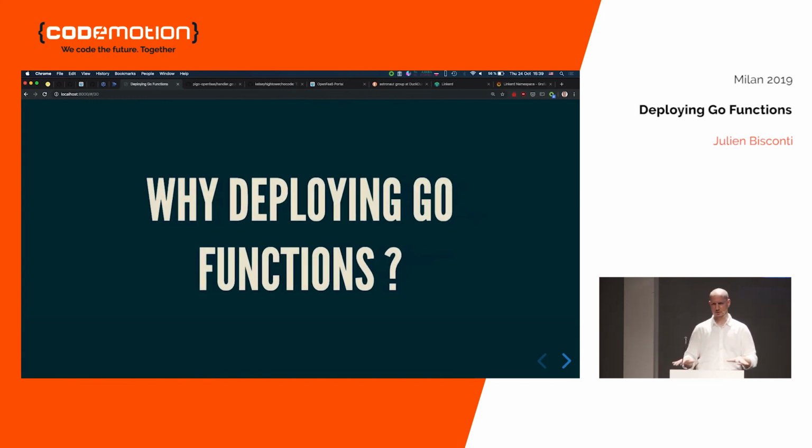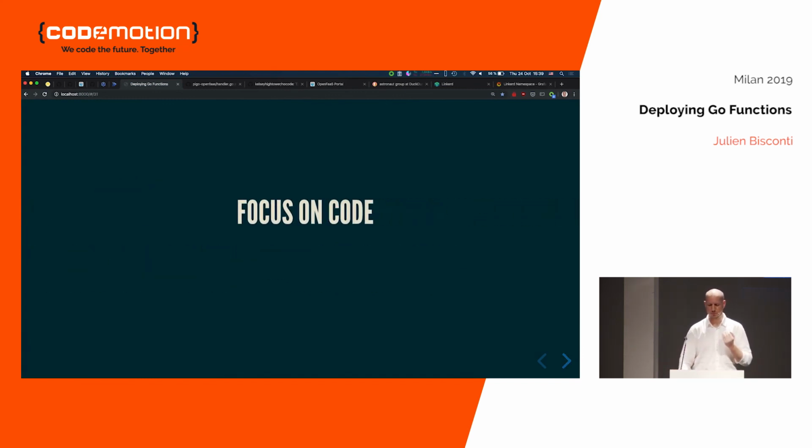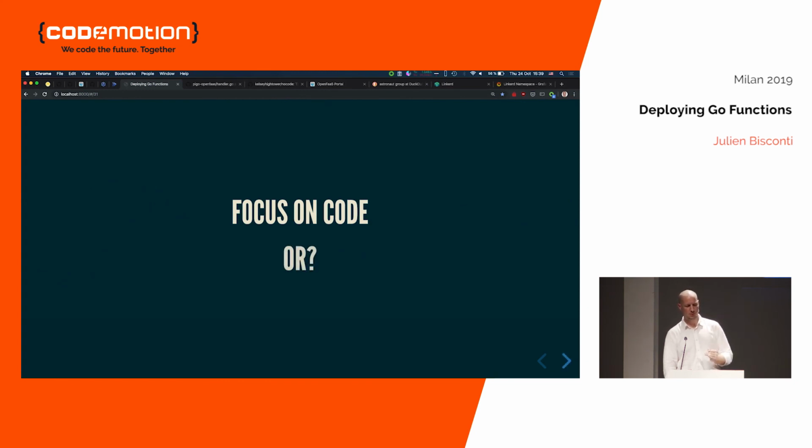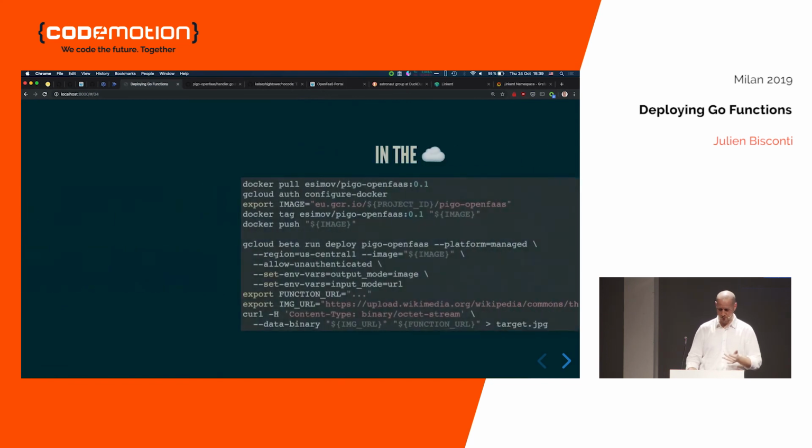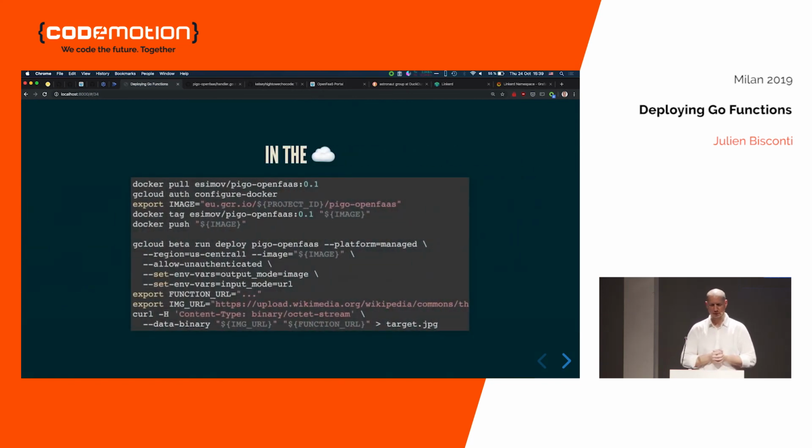And so again, let's take a step back and see why we want to deploy a Go function. Because you can focus on code, business features, security, monitoring, performance, productivity, SLI, SLO, SLA, and cost and resource management. Which one brings the most value to your business? And so again, why do we deploy a Go function?